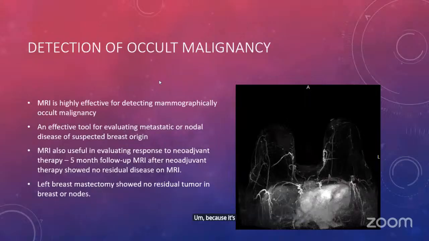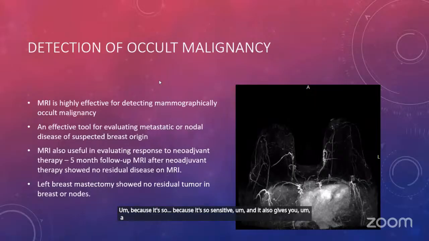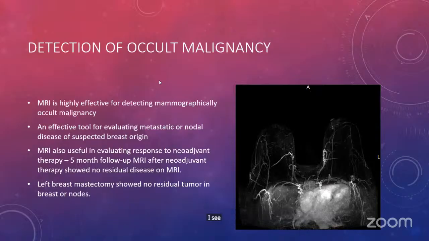So this is just to highlight the use of MRI in detection of occult breast malignancies, because it's so sensitive, and it also gives you physiological information that you don't get from ultrasound and mammogram. It's very effective for seeing something you might have missed on your mammogram or ultrasound.